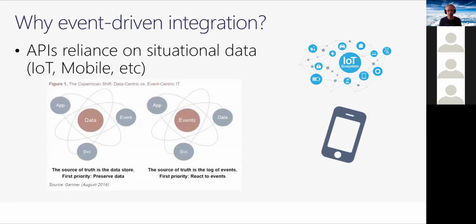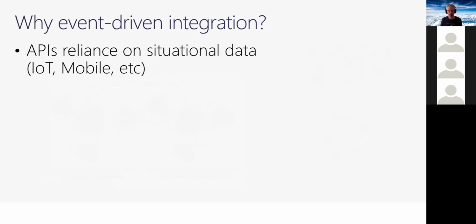Now, about 4 years ago, Gartner reported something they called the Copernican shift, which is where in the traditional application, the center of everything was the data store. That was the source of truth, and everything was about persisting data. Whereas more recently, in the event-based paradigm, the events themselves are actually the important thing, and the reaction to those events is the first priority before persisting data. So event-driven integration helps with that.